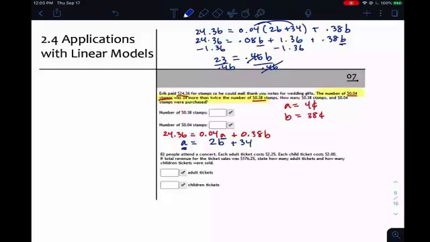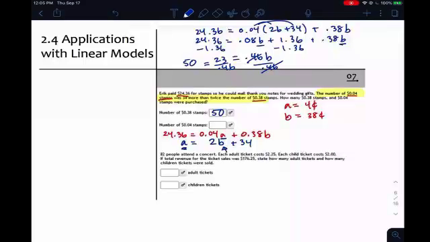I get my solution: B is equal to 23 divided by 0.46, which is 50. And so there's my number for B. So my B value is 50. B represented my 38-cent stamps. So that's the first part of my answer.